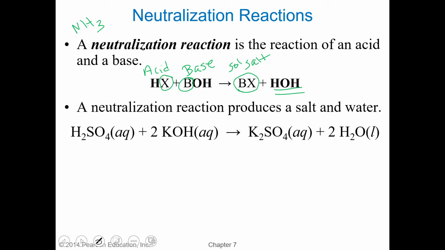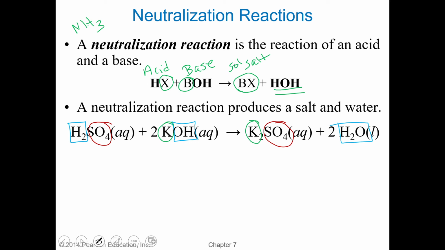So for example, H2SO4 plus 2KOH will give us, here's our cation from the base and our anion from the acid coming together to form our soluble salt. And then we have the hydrogen from the acid and the hydroxide of the base coming together to form water.